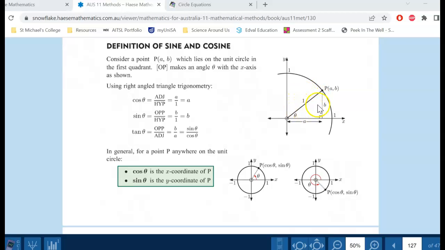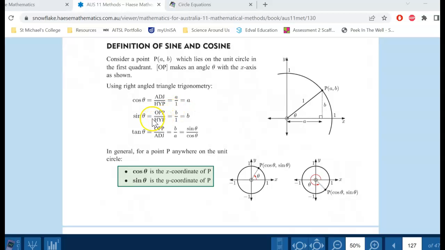Now, if we consider the right angle triangle that this forms, so there's the radius, and then we know that if we're at point AB, this length will be A and this length here will be B. That's formed a right angle triangle. Now, if we recall our trigonometric ratios, we know that cos theta is equal to the adjacent side over the hypotenuse. So if this is our angle theta, then our adjacent side is A and our hypotenuse is 1. So you can see that cos theta is actually equal to A, which is a little bit interesting.